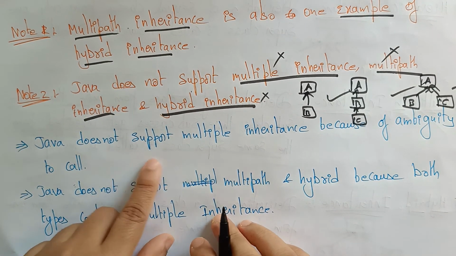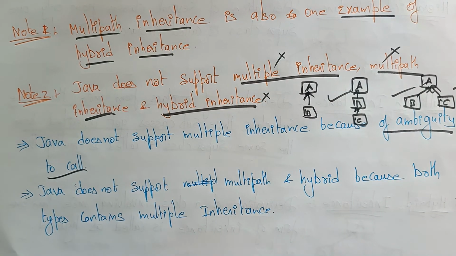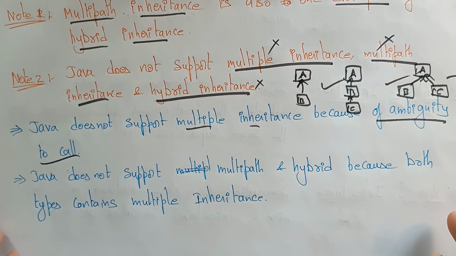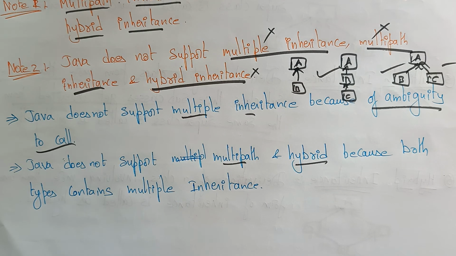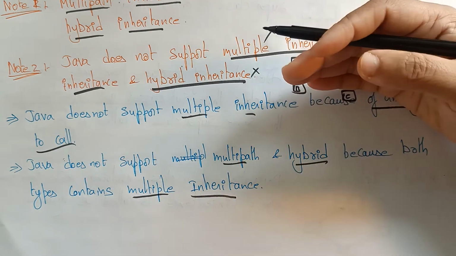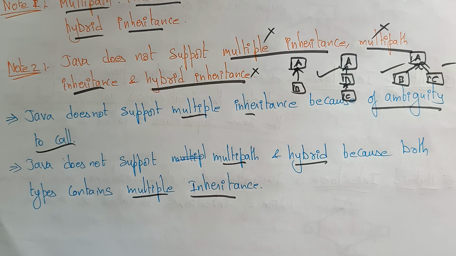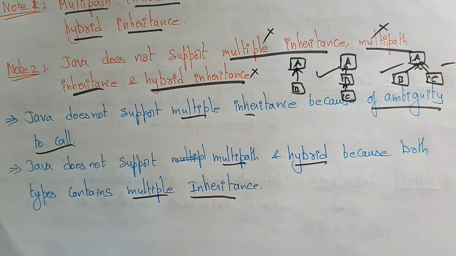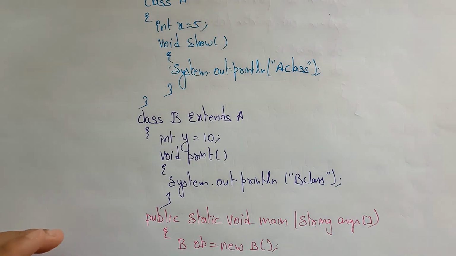Java does not support multiple inheritance. Why? Because there is an ambiguity to call. Because of that ambiguity, Java does not support multiple inheritance. Java does not support multipath and hybrid. Why? Because both types contain multiple inheritance. Already multiple is not supported, and hybrid and multipath are combinations of multiple inheritance. So that's why these 3 inheritance types are not supported. You have to remember only single, multi-level and hierarchical are supported. Now let's have a look at some examples.